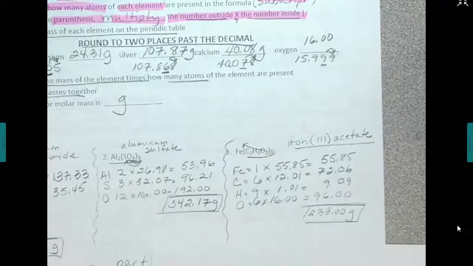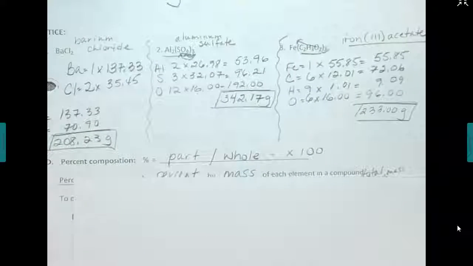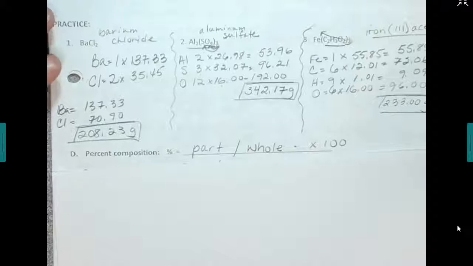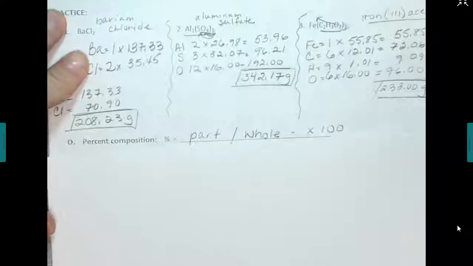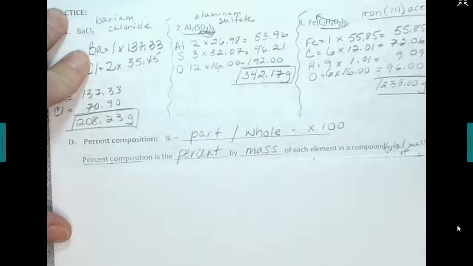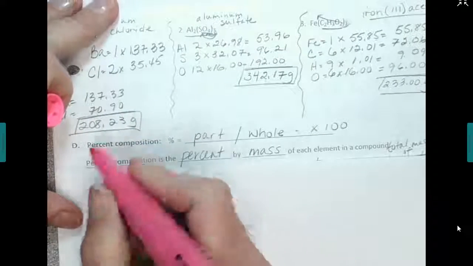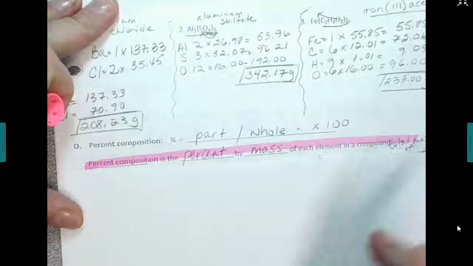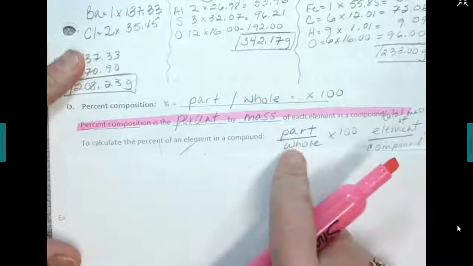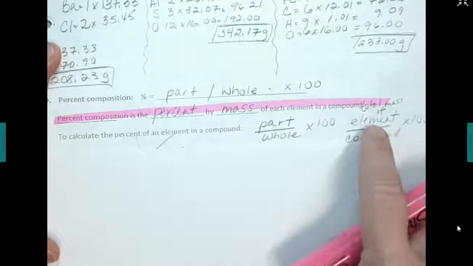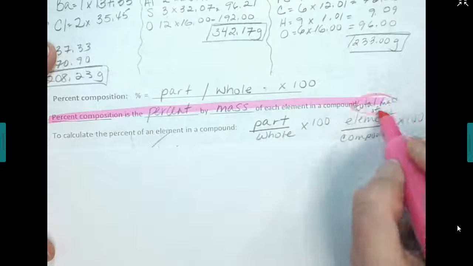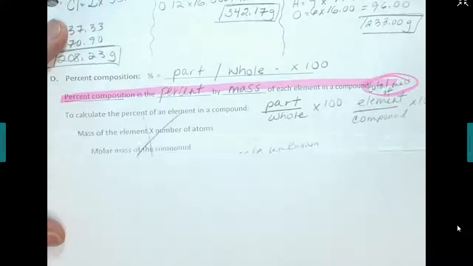Now, we learned molar mass. Now let's use that to find the percent composition. Remember, percent composition is part over the whole times 100 to make it into a percent, to move that decimal from a percent. Percent composition is the percent by mass of each element of a compound. You do need to know that definition. To calculate the percent of an element in a compound, it's the part over the whole times 100, which means the element over the compound times 100. We have to make sure we get that total mass of the element.